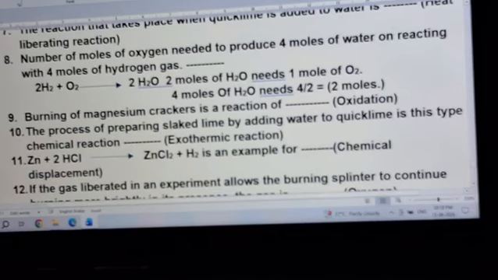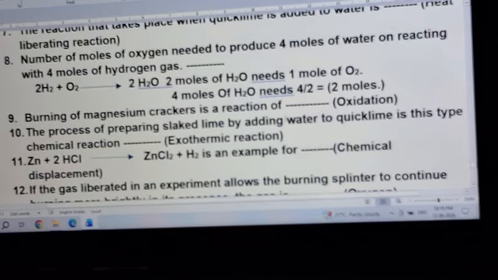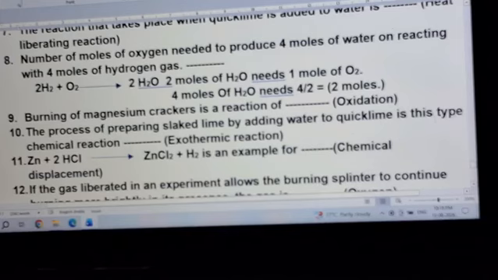Now, ninth one. Burning of magnesium crackers is a reaction of oxidation. Of course, the burning of crackers is an oxidation reaction. The process of preparing slaked lime by adding water to quick lime is this type of chemical reaction. Which type of chemical reaction?